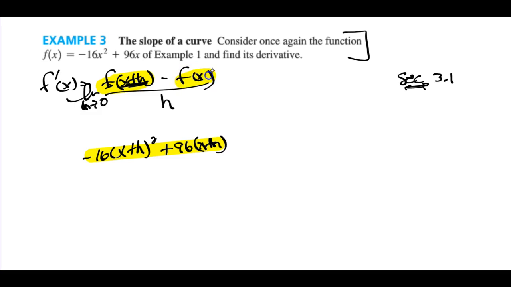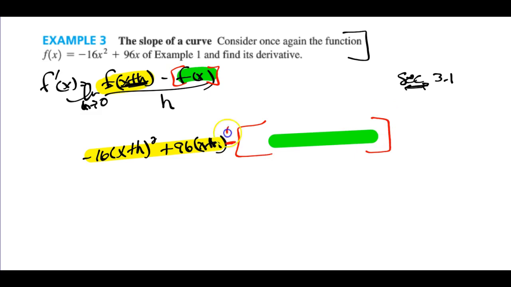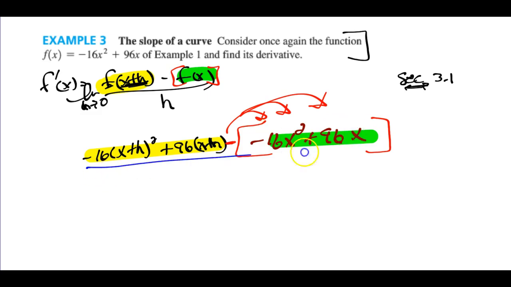Then I'm ready for minus, let's do that in a different color, minus the green. In fact, sometimes I even like to put parentheses around that so you don't forget to distribute this negative after you write down the function. So the function is this, negative 16x squared plus 96x. And of course, it's all divided by h, and we've got the limit out here as h approaches 0.